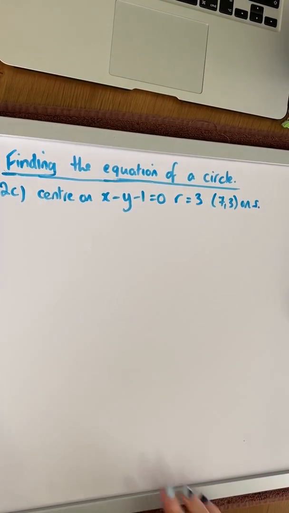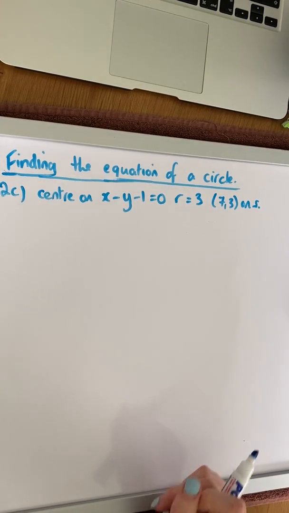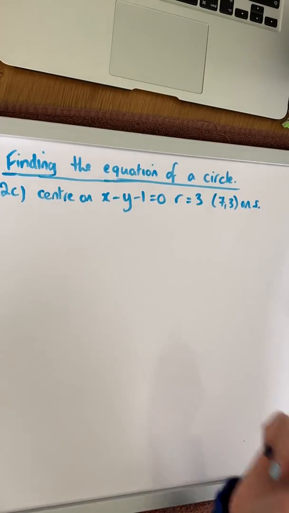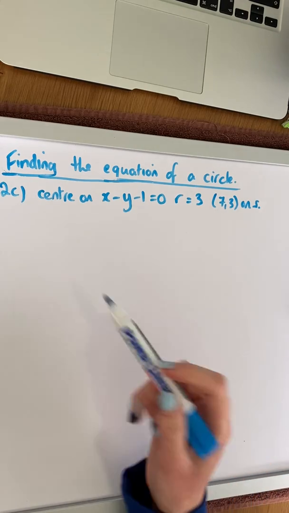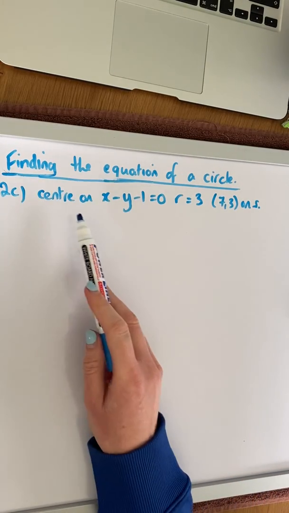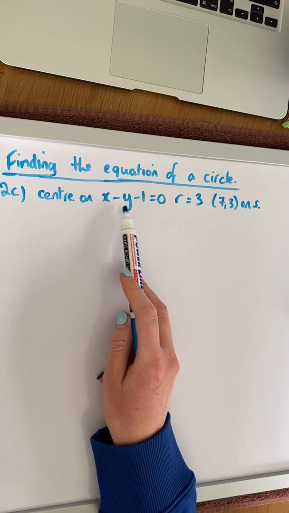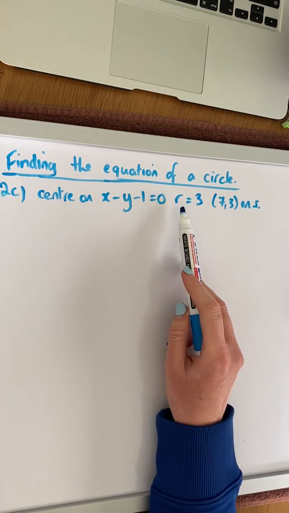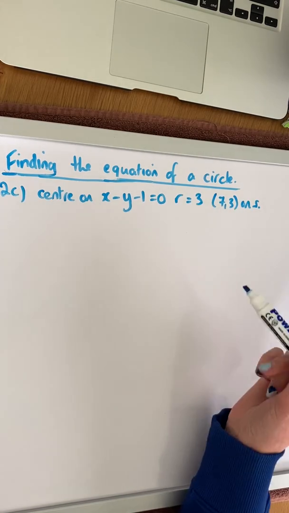Okay, so in this video we're going to look at a couple of the more difficult scenarios in terms of finding the equation of a circle. First of all, when we are given a line that the center exists on. So in this question here, question 2c, the center exists on the line x minus y minus 1 equals 0. We are told the radius is 3 and the point 7,3 is a point on the circle.